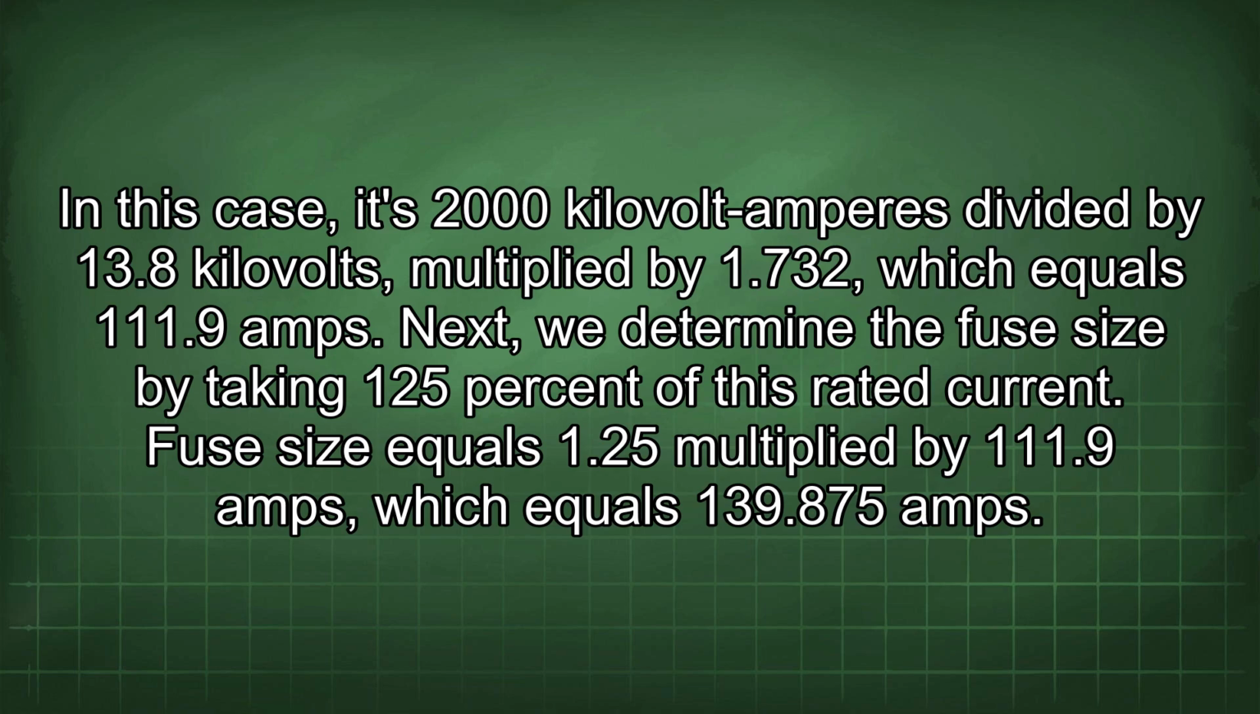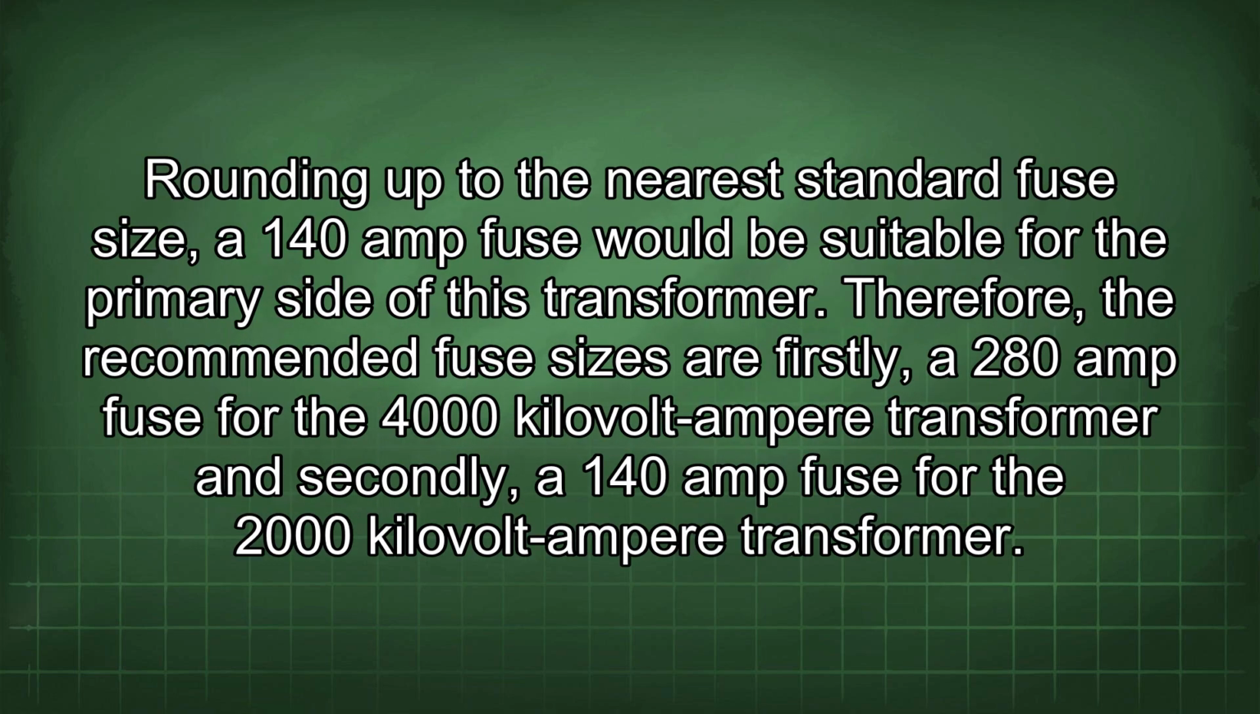Next, we determine the fuse size by taking 125% of this rated current. Fuse size equals 1.25 multiplied by 111.9 amps, which equals 139.875 amps. Rounding up to the nearest standard fuse size, a 140 amp fuse would be suitable for the primary side of this transformer. Therefore, the recommended fuse sizes are firstly a 280 amp fuse for the 4000 kVA transformer and secondly a 140 amp fuse for the 2000 kVA transformer.